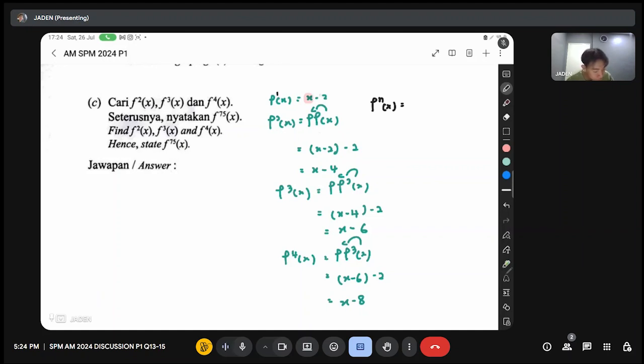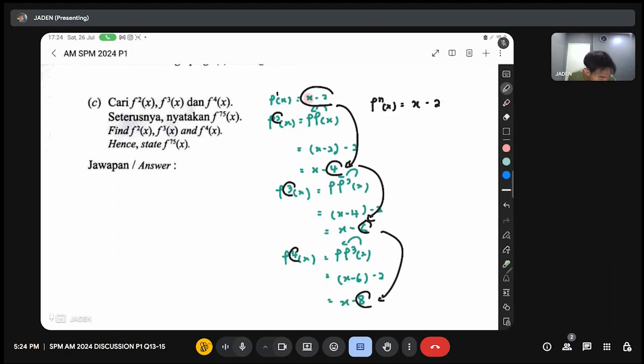For f¹, you get x − 2. When you have f², you get x − 4. When you do f³, you get x − 6. When you do f⁴, you get x − 8. So there's a pattern here from 2 to 4, 4 to 6, and 6 to 8. Now, we can deduce a function here, x − 2n.